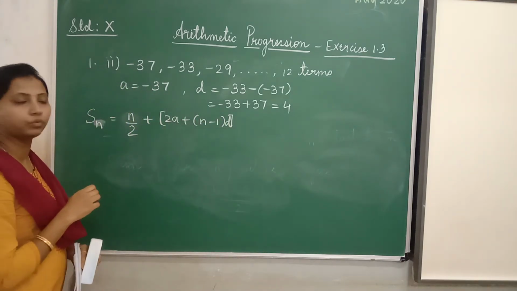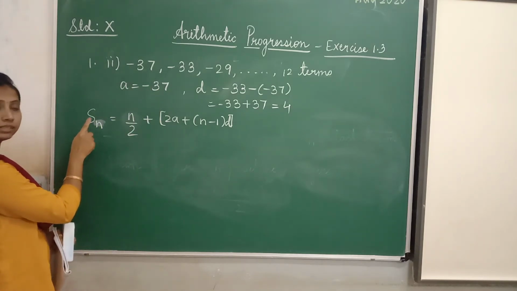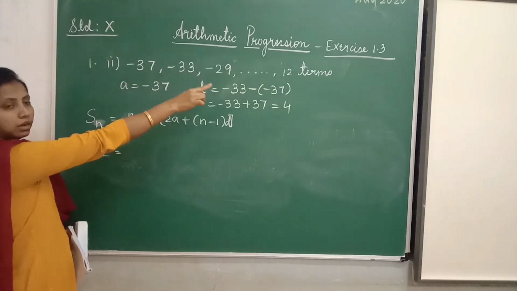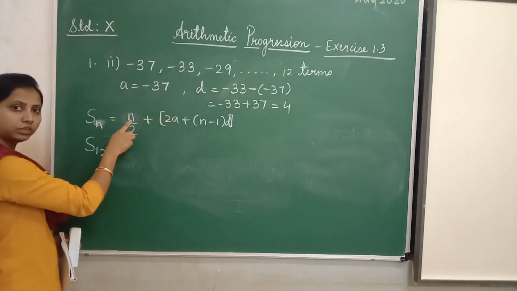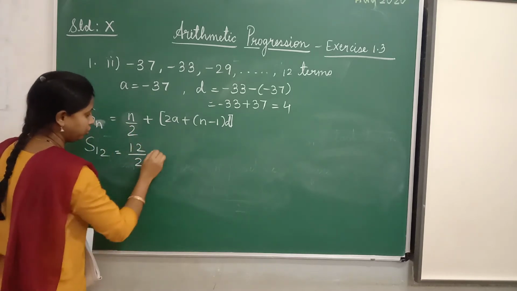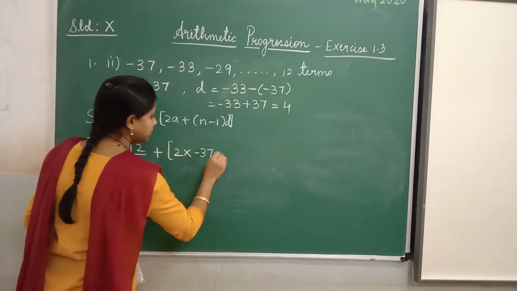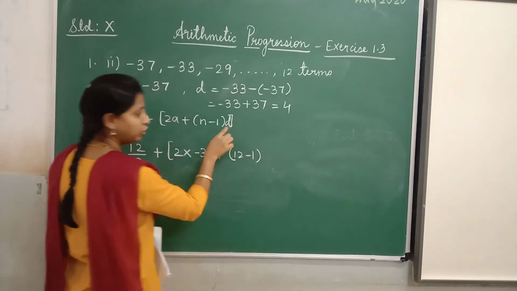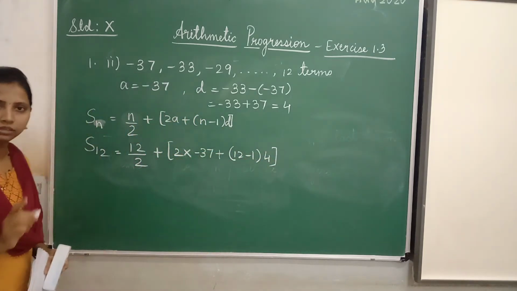Now substituting this to find the sum of 12 terms of an AP. So the number of terms of which we have to find the sum is 12. So substitute 12 here. And it will be again 12 because we have to find the sum of 12 numbers. So 12 by 2 into 2 into a. A is nothing but minus 37. N is again 12, 12 minus 1 into d. D is what children? 4. Okay. So just substitution and simplify.